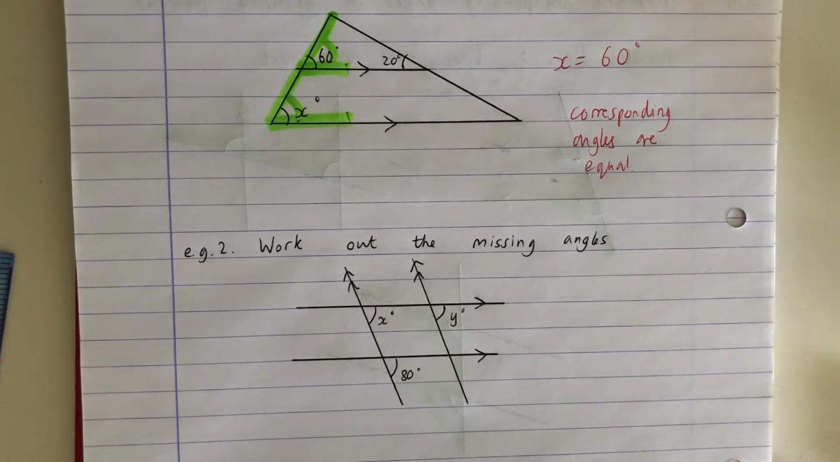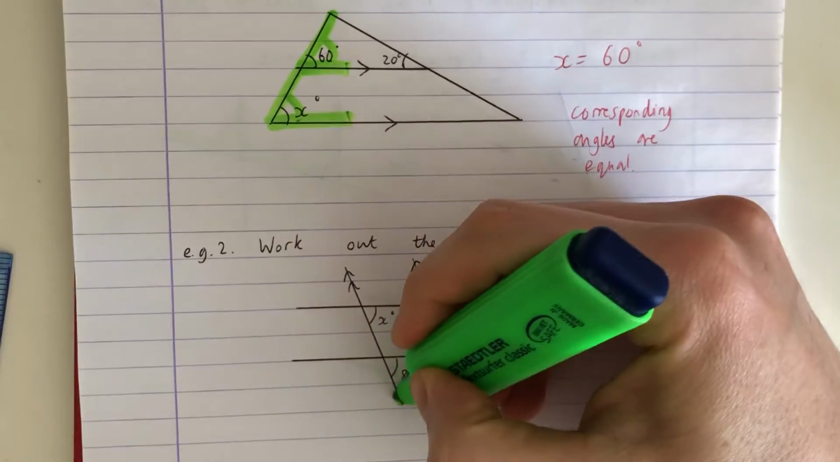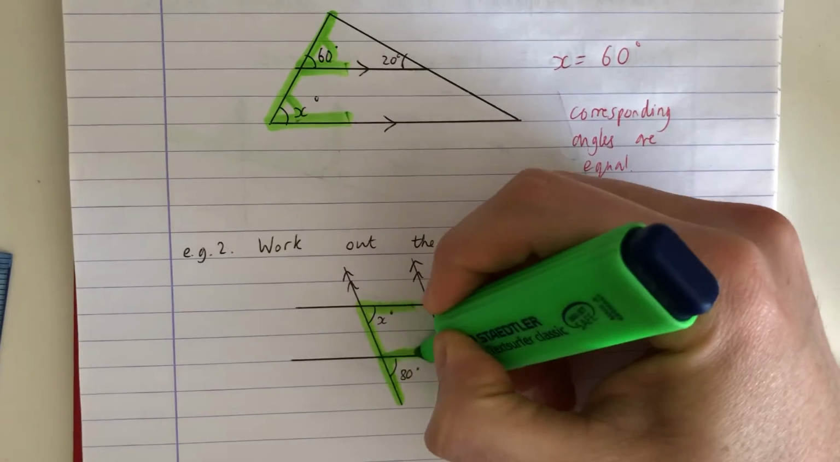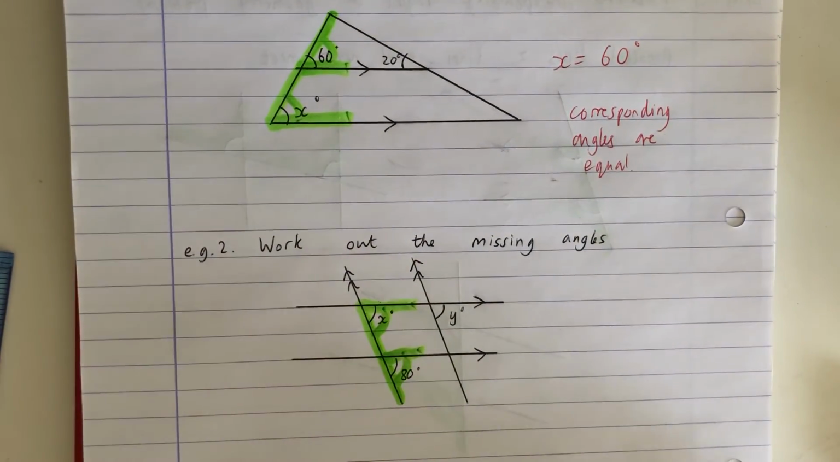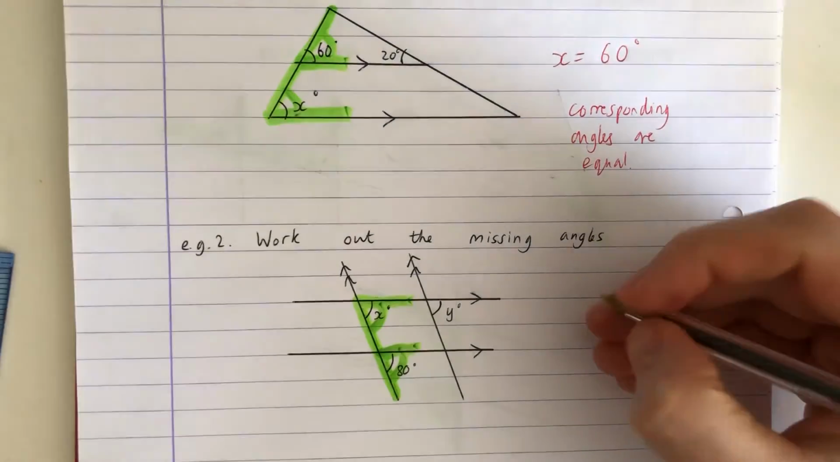This one's a little bit more straightforward. There's the F shape there. That angle is the same as that angle. So X is equal to 80 degrees.